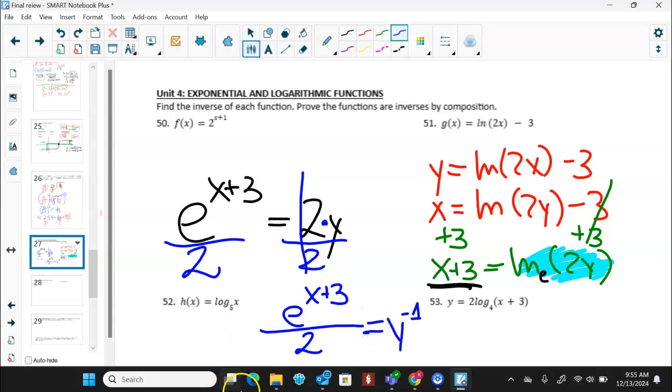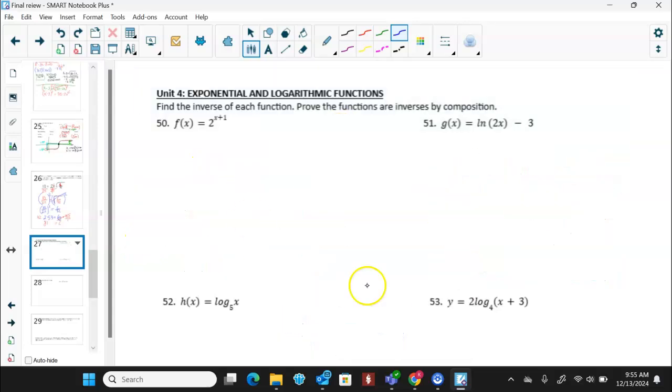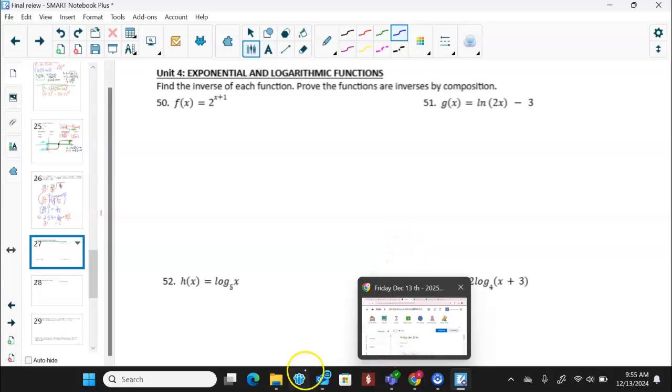All right, pause that if you need to. All right, moving right along.